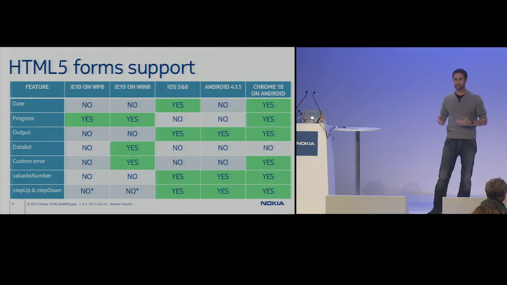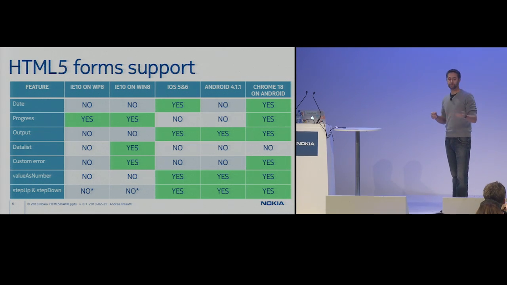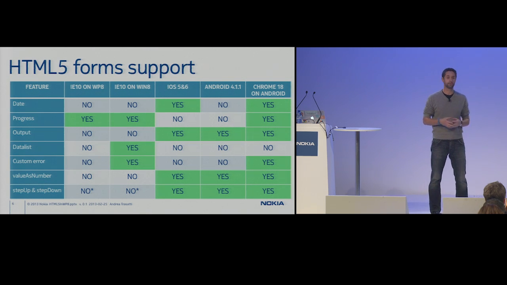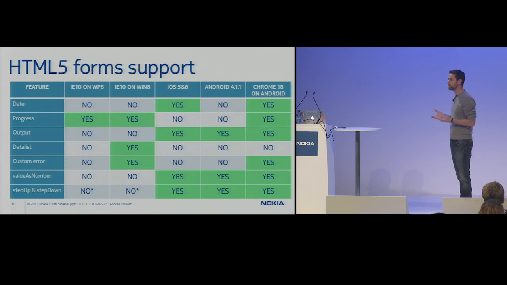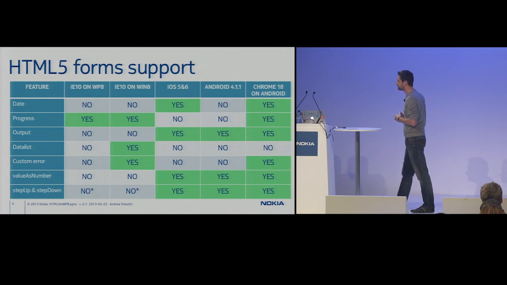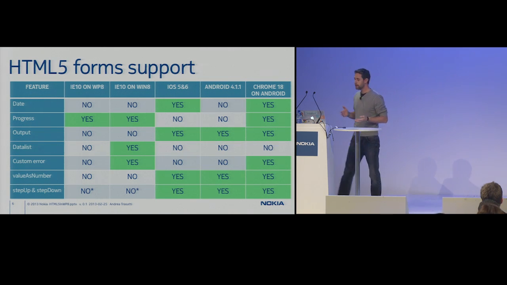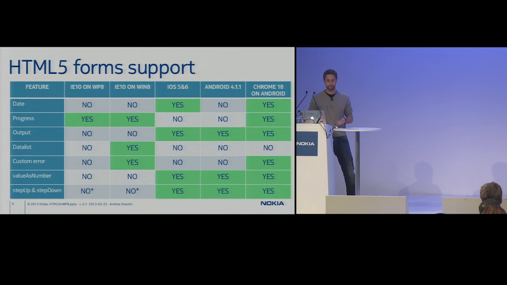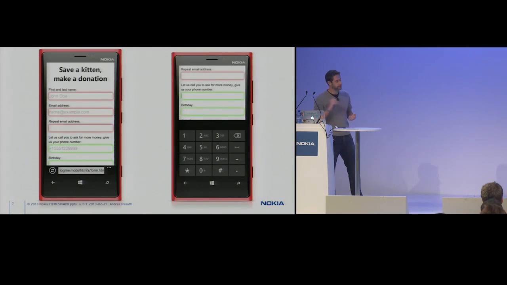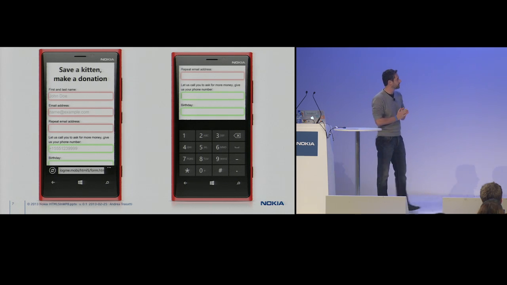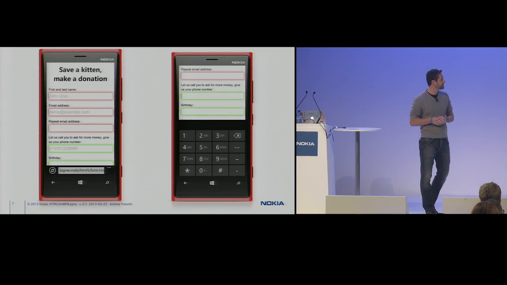Type range is a new type introduced with HTML5. If you're using a type number or a type date, basically the step up and down won't do anything. This, to me, is a partial implementation because the specification doesn't say anything about it, but this is how Microsoft implemented it so far. I have a couple of screenshots that I took on my Nokia device.